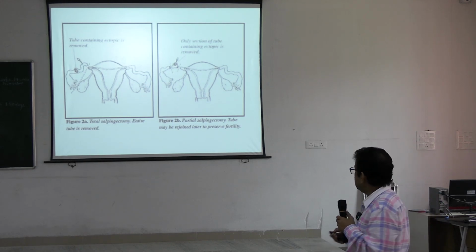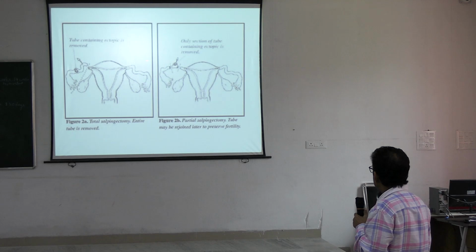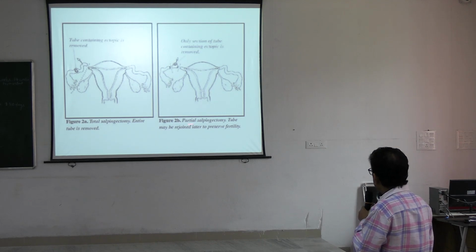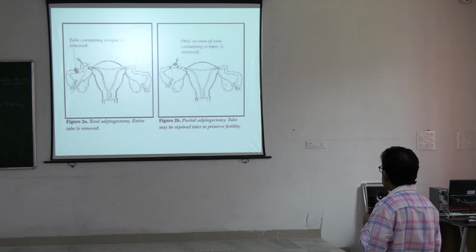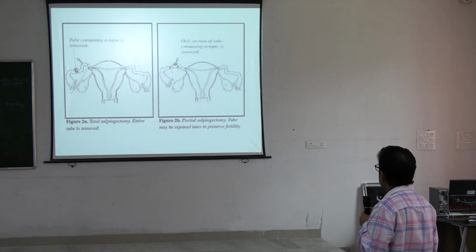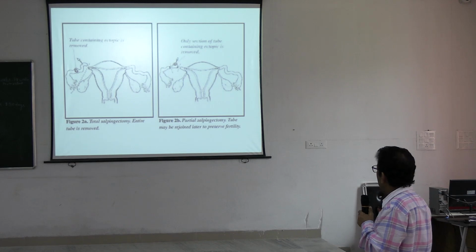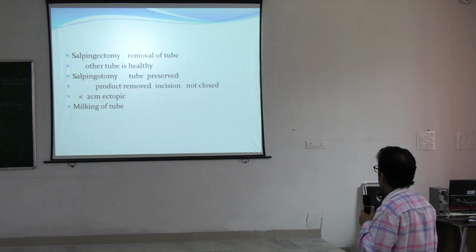Later on, you can go for anastomosing of the tube. The tube may be rejoined later to preserve fertility. So that is the surgery which is done. This can be done by laparotomy or by laparoscopy, both.